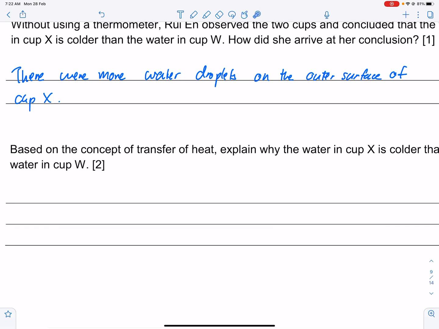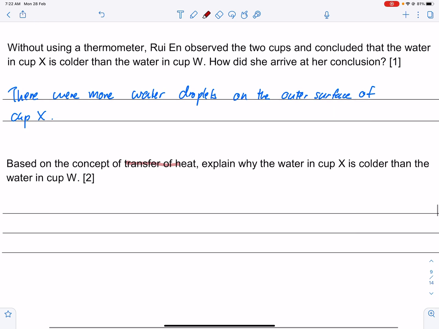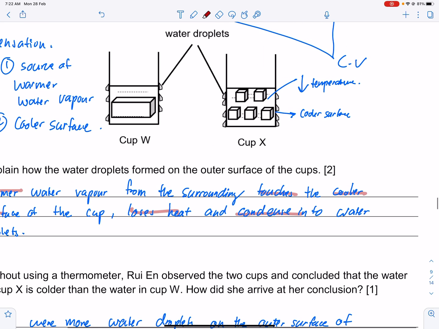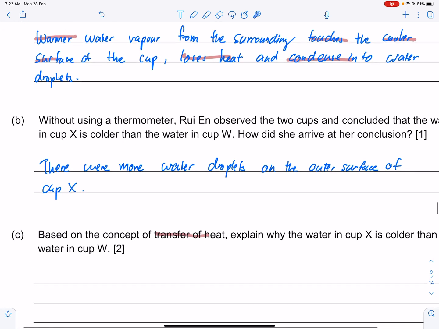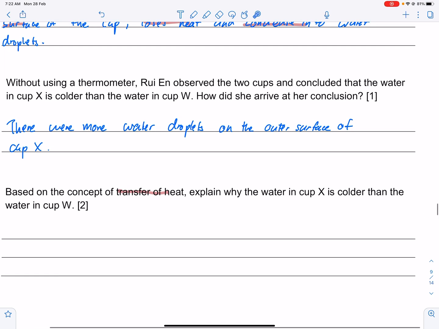Okay, based on the concept of heat transfer, explain why the water in cup X is colder than the water in cup W. This is exactly what I've explained earlier. It's due to the fact that the ice cubes are smaller, so there's more surface area for your ice cubes to gain heat from your water. Because heat is being lost at a faster rate to your ice cubes, your water will decrease in temperature at a faster rate. Here we are really talking about exposed surface area. So how do we translate that into your answer?